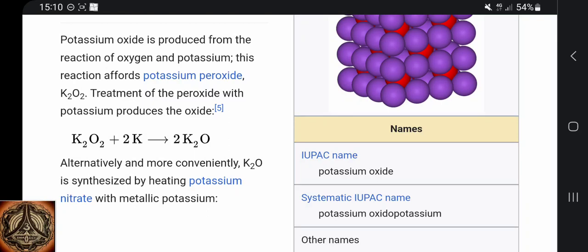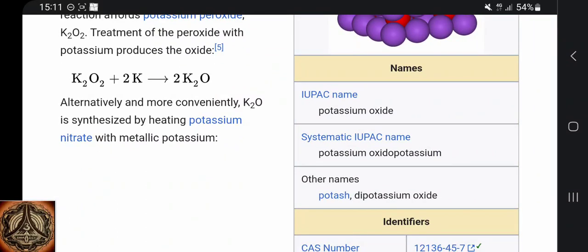Potassium oxide is produced from the reaction of oxygen and potassium. This reaction affords potassium peroxide, K2O2. Treatment of the peroxide with potassium produces the oxide. Alternatively, and more conveniently, K2O is synthesized by heating potassium nitrate with metallic potassium.